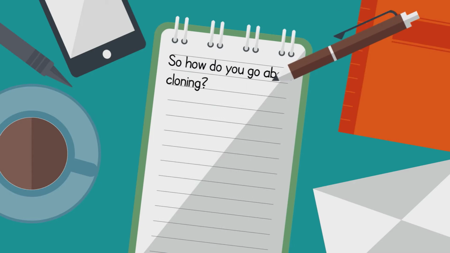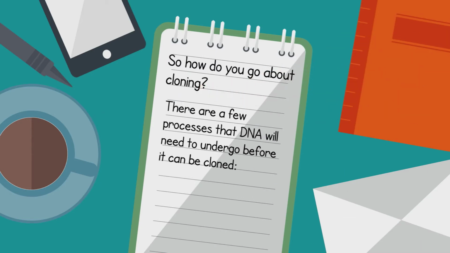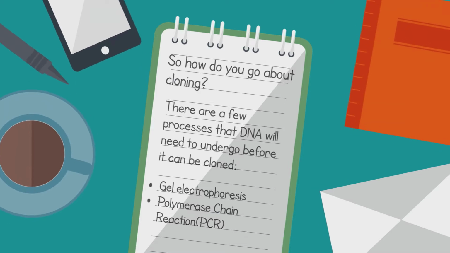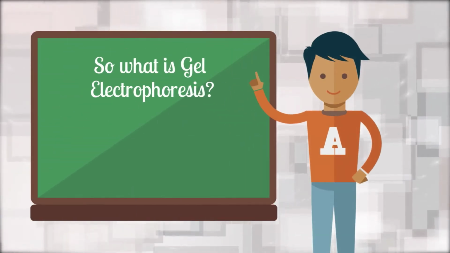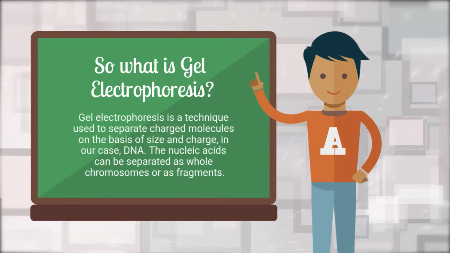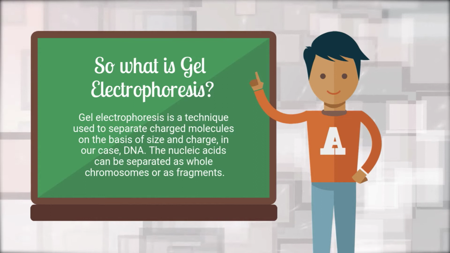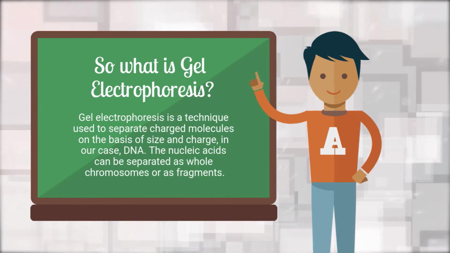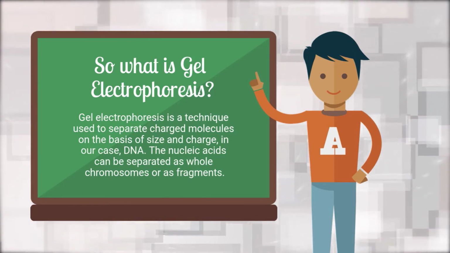So how do you go about cloning? Well, there are a few processes that DNA will need to undergo before it can be cloned. These processes are gel electrophoresis and the polymerase chain reaction. So what is gel electrophoresis? Gel electrophoresis is a technique used to separate charged molecules on the basis of size and charge, in our case, DNA. The nucleic acids can be separated as whole chromosomes or as fragments.